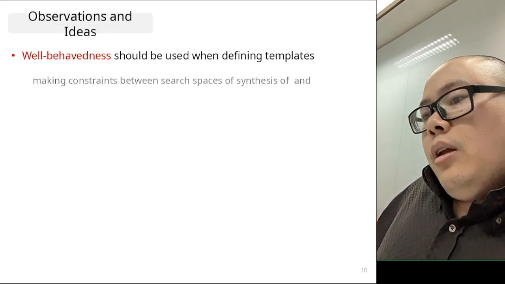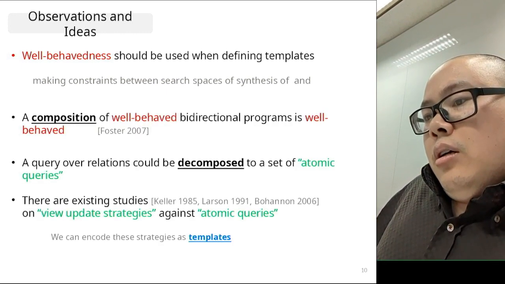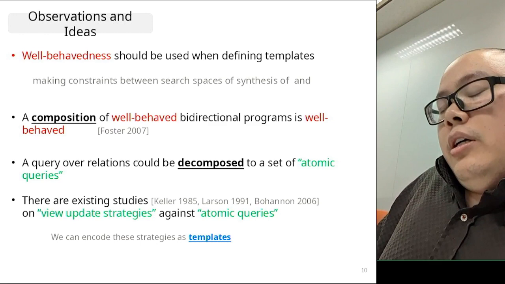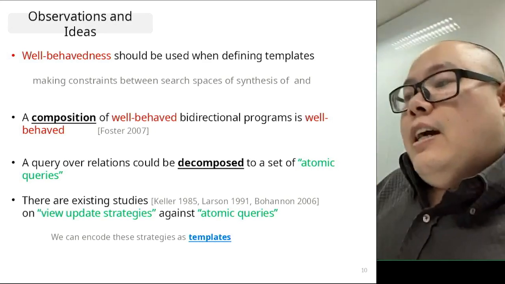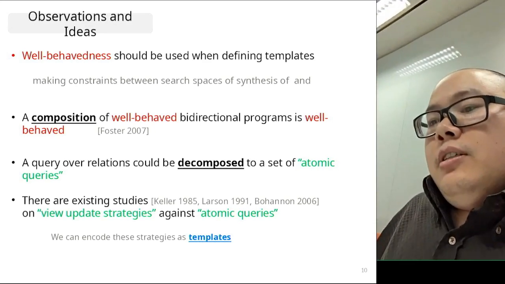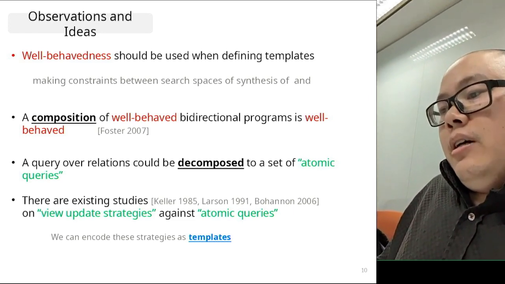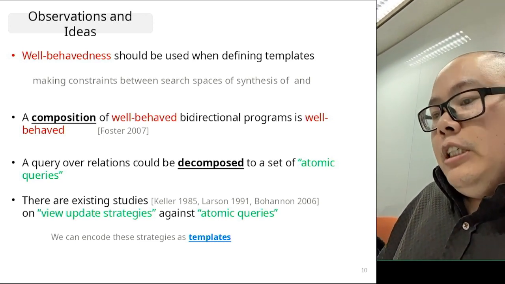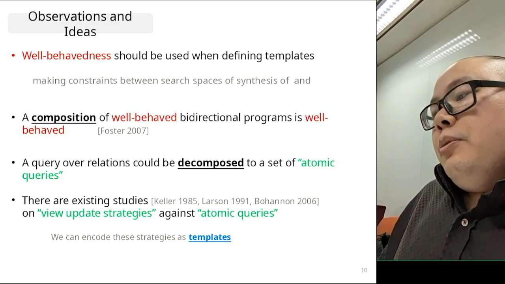In the next slide, slide 10, I talk about some observations and our idea. The first one: when we define templates, we should somehow move the well-behavedness inside the template. If well-behavedness is embedded in the template, we have a better constraint between the subspaces of synthesis of the two programs. And second, there is an interesting property: a composition of well-behaved bidirectional programs is well-behaved.